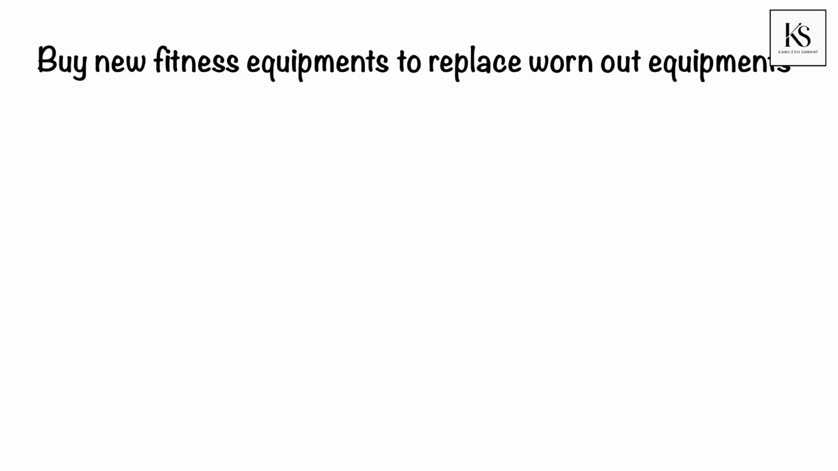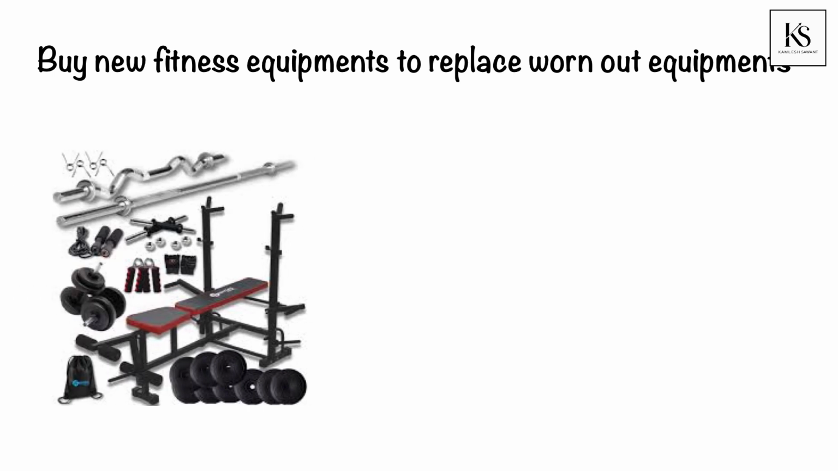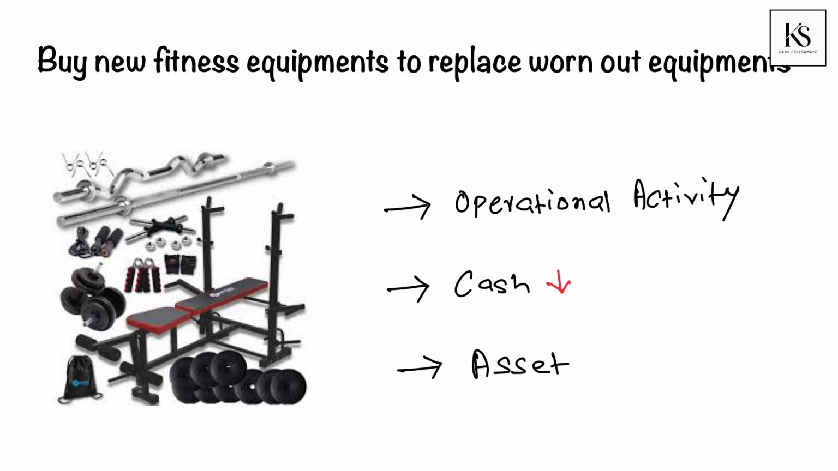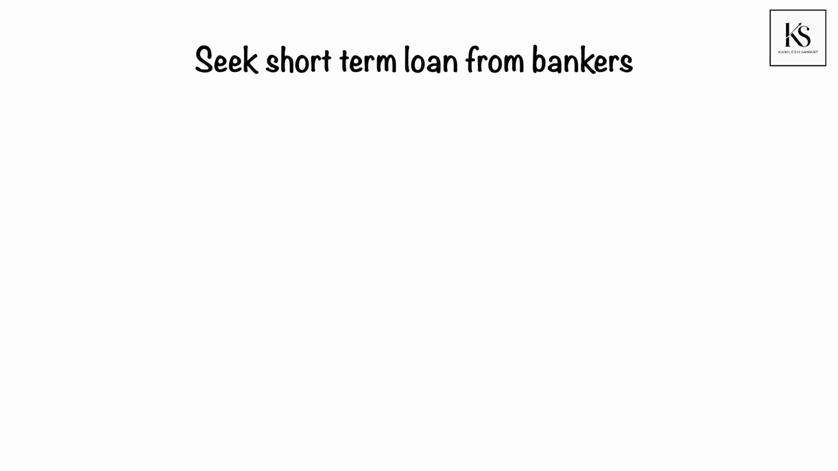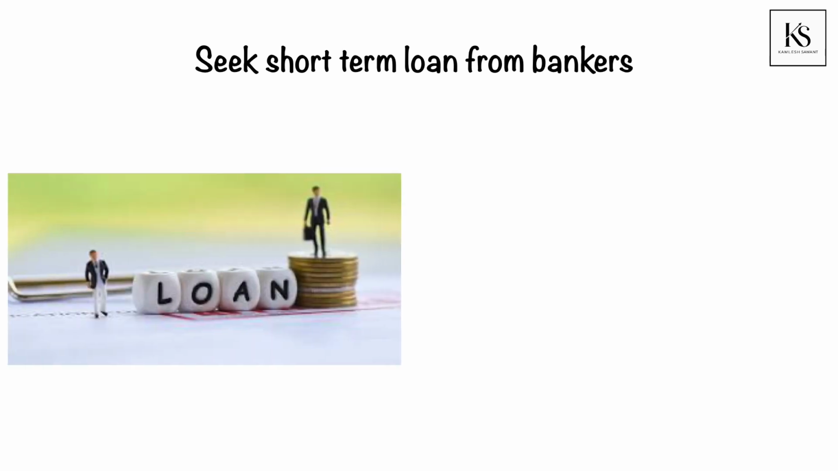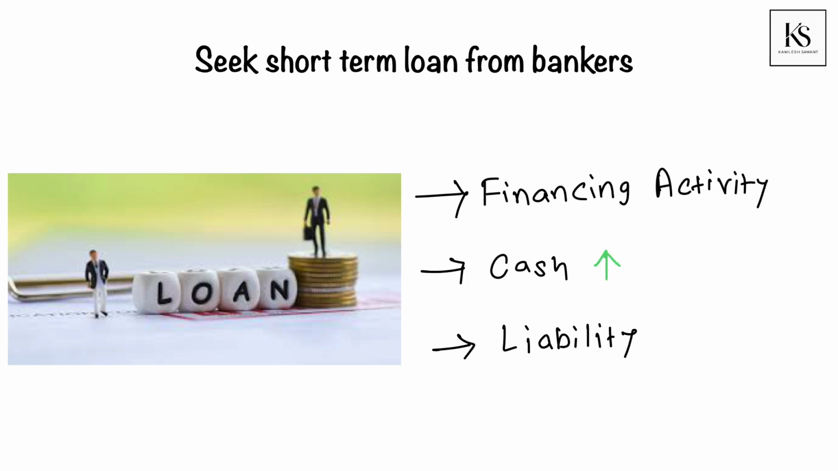Buy new fitness equipments to replace worn out equipments. It is expenditure towards new equipment. It comes under operational activities. Cash balance decreases, treated as an asset. Seek short term loans from bankers. Loan means cash flow to business. It comes under financial activities. Cash balance increases. Loan is a liability.